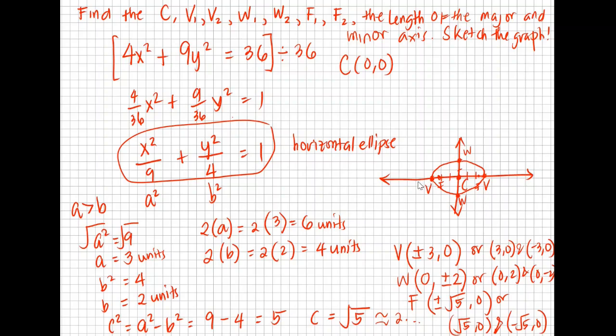Okay, how about the principal axis of the ellipse, if we are to find it? Since it is centered at the origin and a horizontal ellipse, this is the principal axis with the equation y equal to 0. Another equation, what if we have 25x squared plus 4y squared equal to 100? Same question: find the center, the vertices, the co-vertices, foci, length of the major axis, length of the minor axis, and sketch the graph.